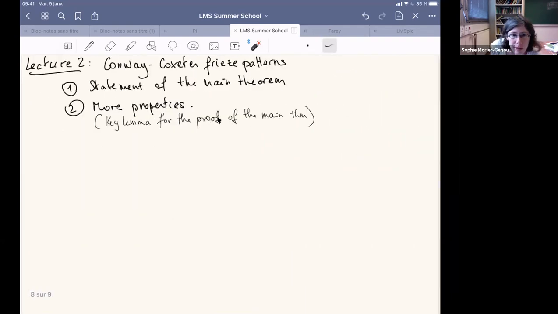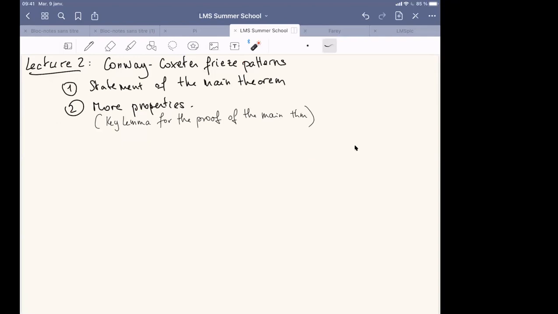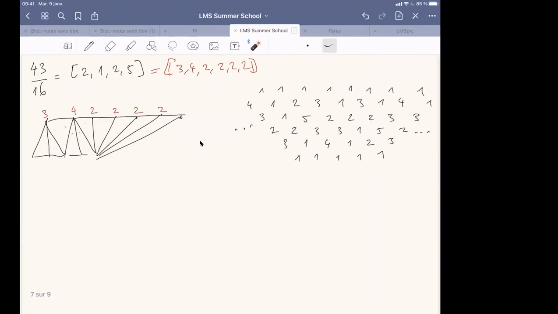Okay, so for today's lecture, I want, as I said. Sophie, one question. Why did you choose that succession of numbers for the polygon, 4, 1, 2, 3, 1, 3, 2, 1, on the paper before?